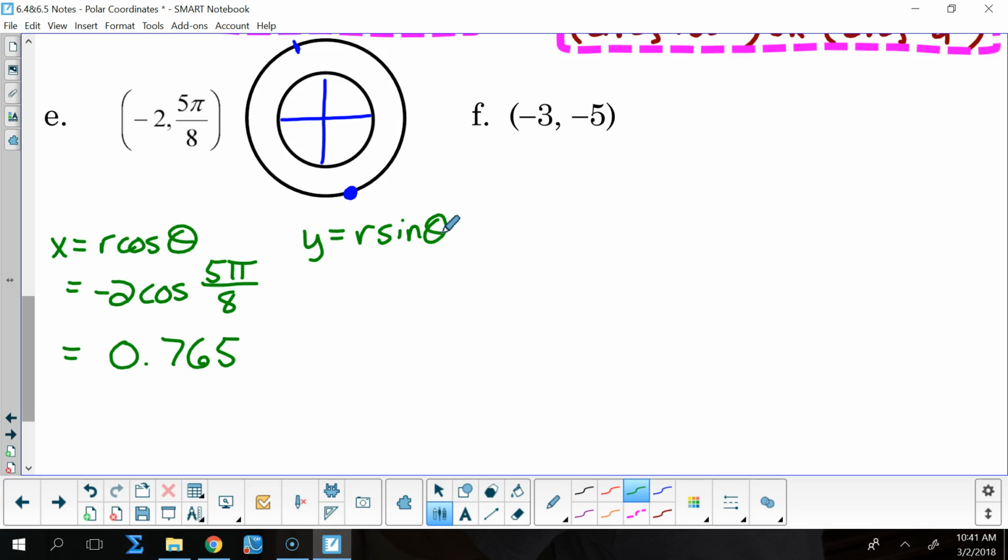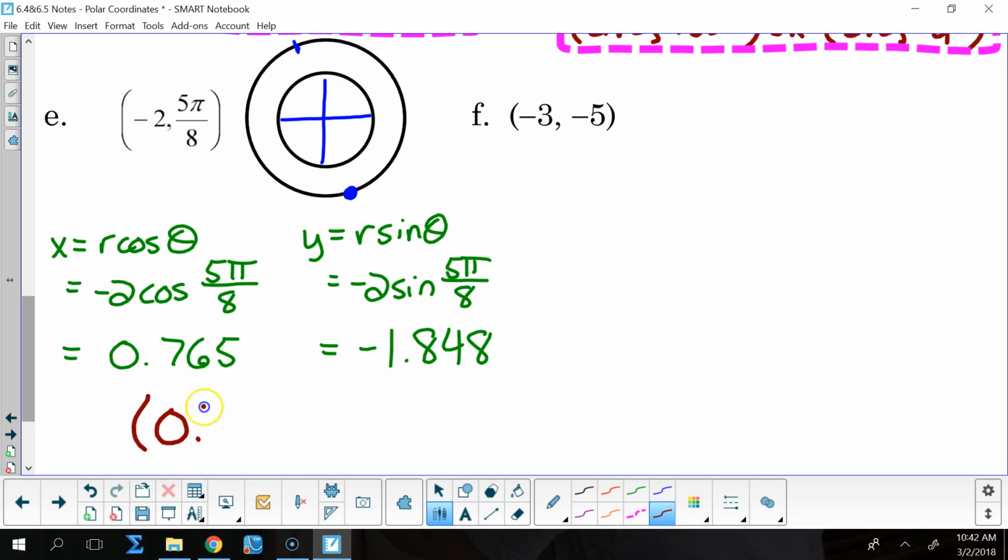y equals r sine of theta. That's going to be -2 times the sine of 5 pi over 8. Again, not on the unit circle, so I can use a calculator for that. And I get -1.848. If I combine those two into a rectangular point, I get a point that is in quadrant number 4, which is good because that's where my polar point is also. So that works out for me.